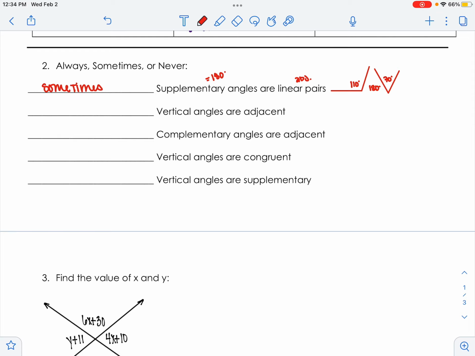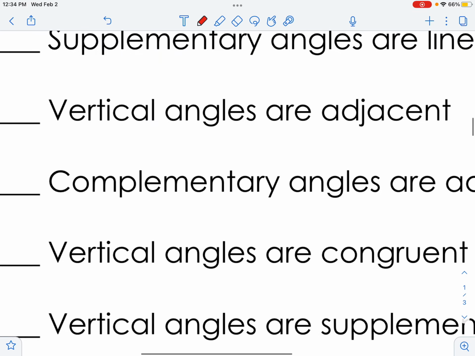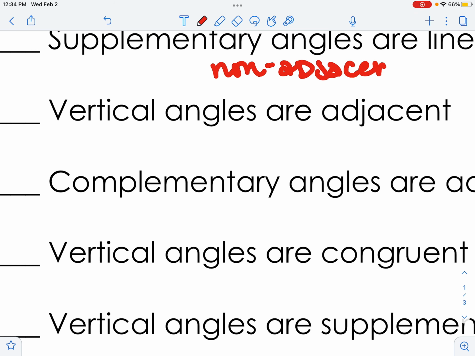Next one, vertical angles are adjacent. This is going to be never, all right, because the definition of vertical angles is actually non-adjacent angles formed by intersecting lines.